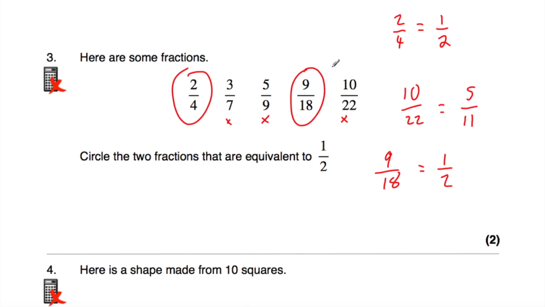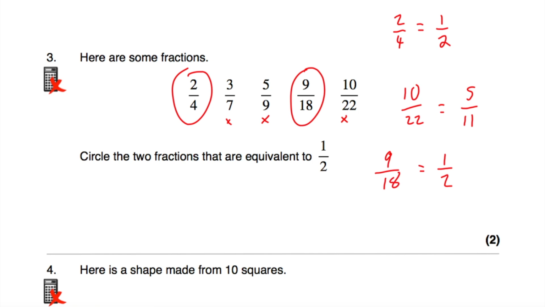And also one thing to notice is that these fractions, the denominator is double the numerator. If you double the numerator, you get the denominator. And if you've got a fraction where the denominator is double the numerator, then that'll be equal to half as well.